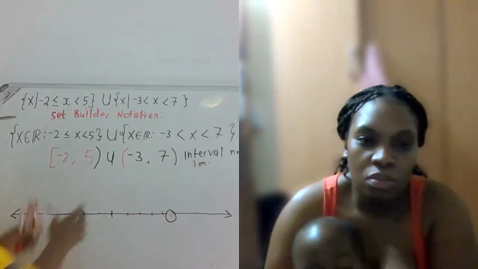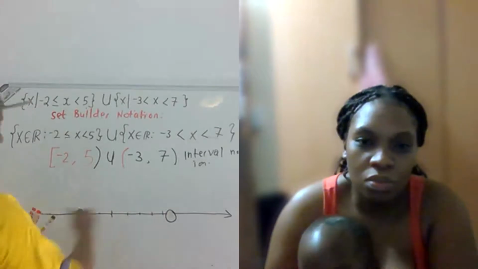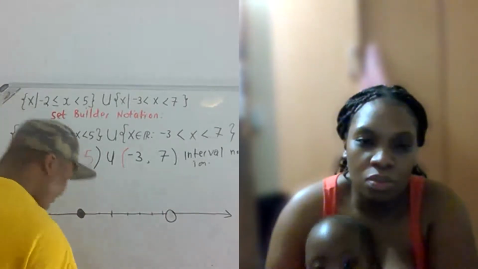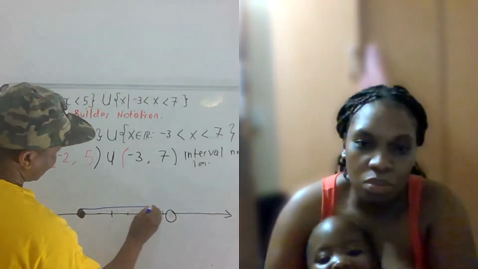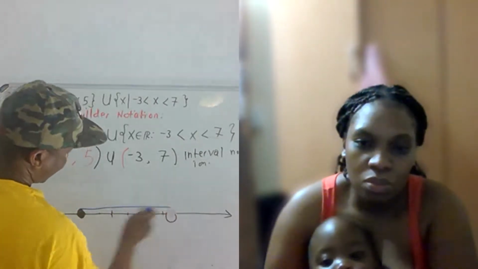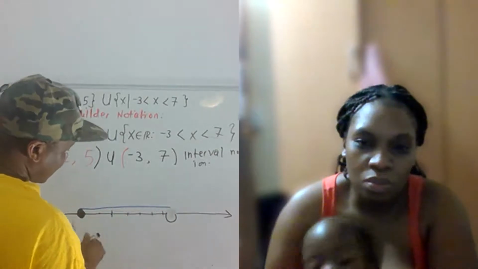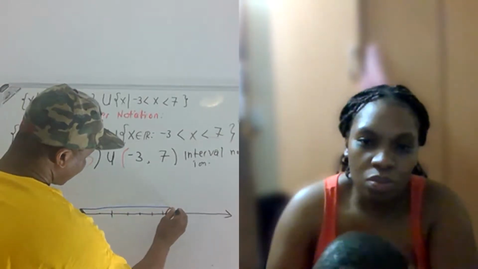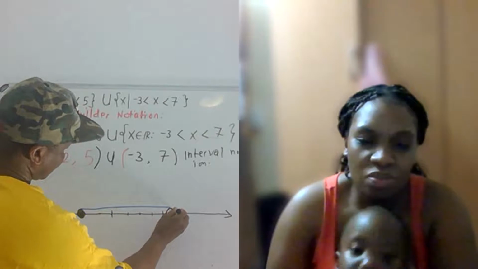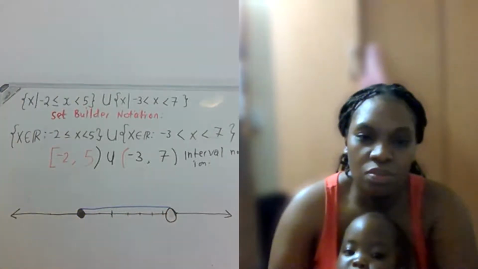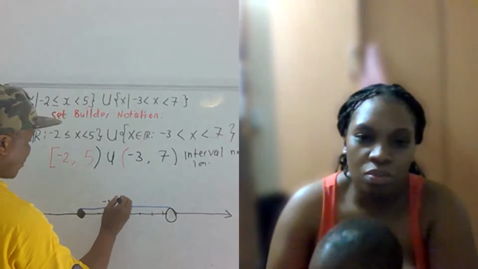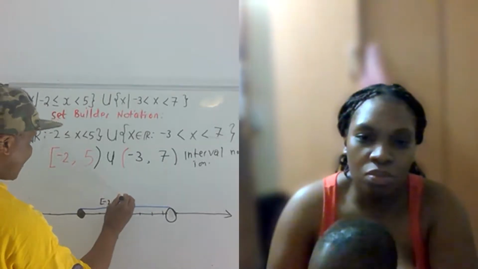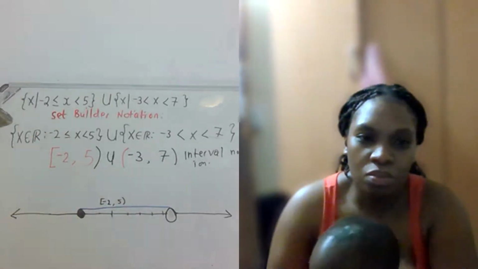But then what you do, you have to join them, here and there. So you say, well, let's join. Then you use another color here. So it's going to be here. So you have joined. This one here is from -2 all the way to 5, -2 including and 5 excluding. Do you understand that?